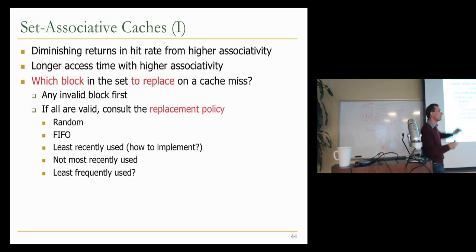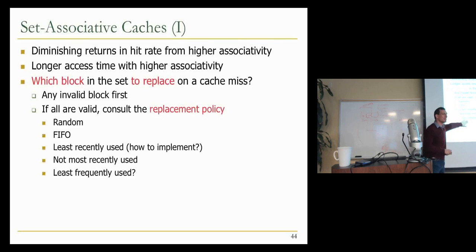It actually becomes more complex as the associativity increases. So many modern processors implement an approximation of this least recently used. Actually, newer processors have even more sophisticated mechanisms. But not most recently used is one of them. Don't evict the most recently used, and randomly pick among the other ones. This is an approximation for least recently used.